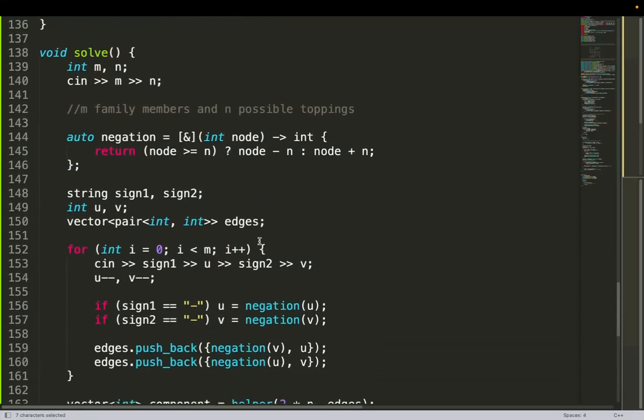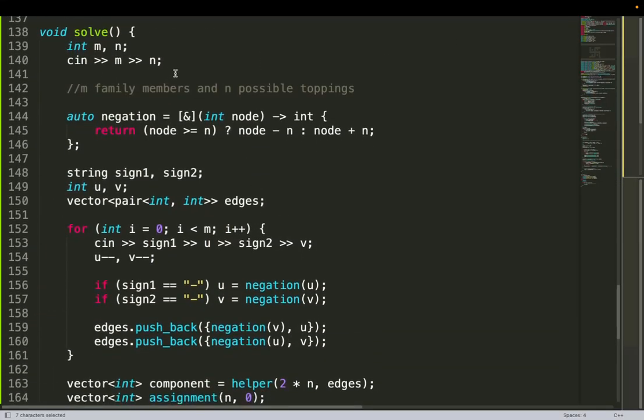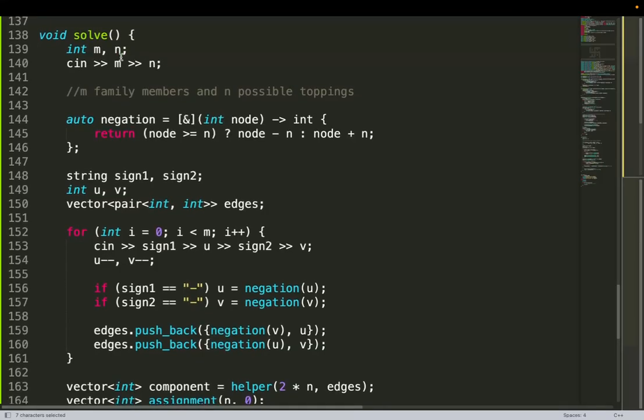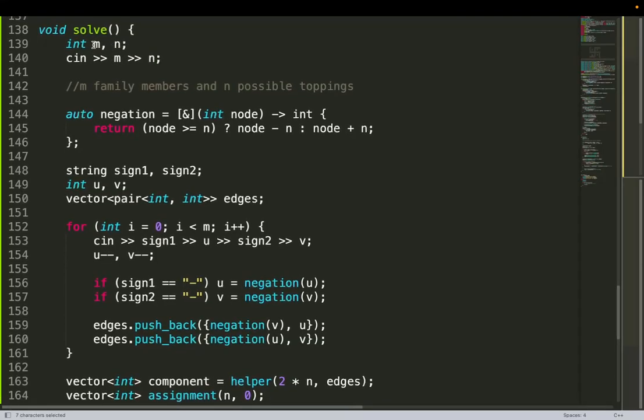Now let's see the code for this particular solution. I am taking variables m and n as input. m is basically the number of family members. In the question, it is given in reverse, like you are given n and m, but I have taken input like this so that we don't confuse the things.